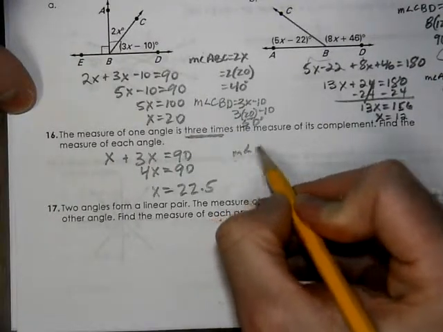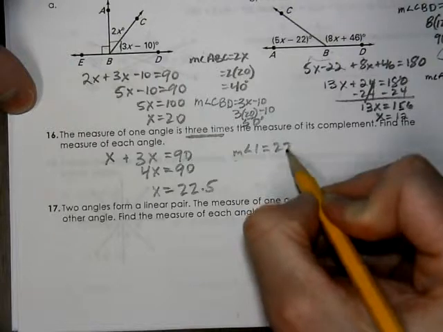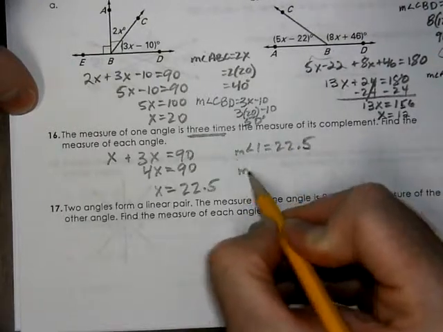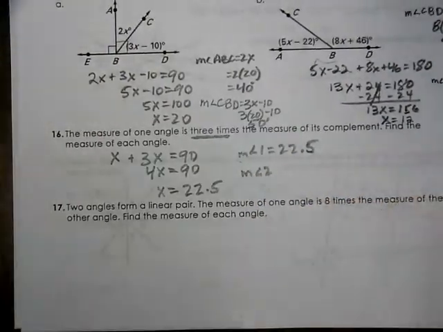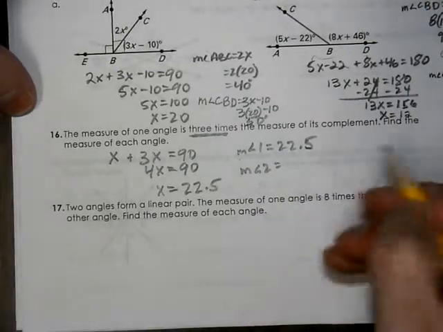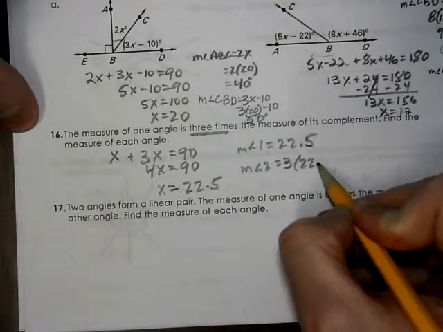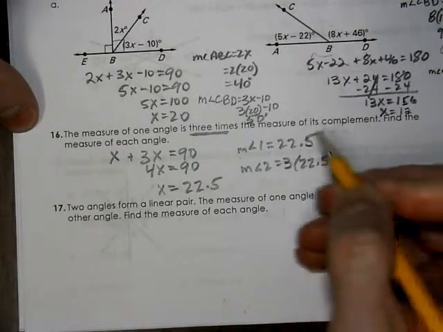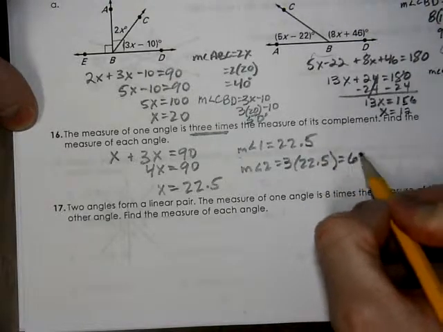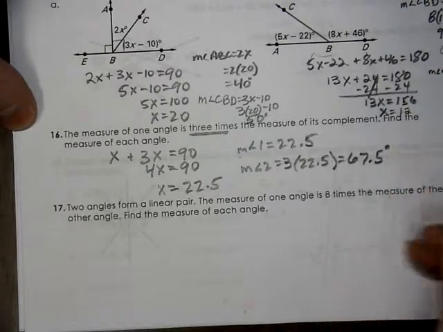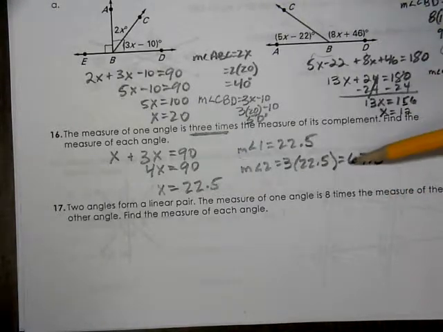So the measure of angle 1 might be 22.5, and the measurement of the other angle, let's call it angle 2, is going to be 3 times that amount, which is 67.5. Together, they should add up to 90 degrees.